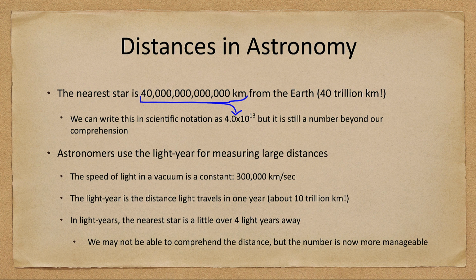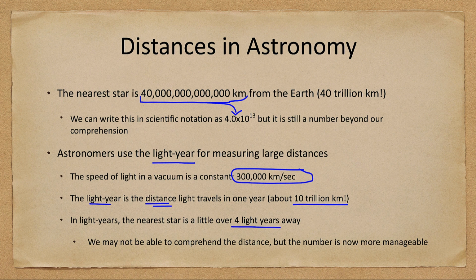So what we often use is the light year, another way of measuring distances, and that depends on the speed of light, which is 300,000 kilometers per second. The light year is the distance that light travels in 1 year. So even though it has year in it, it is a distance. It is about 10 trillion kilometers. So since the nearest star is 40 trillion kilometers, and 1 light year is 10 trillion kilometers, that means the nearest star is about 4 light years away.